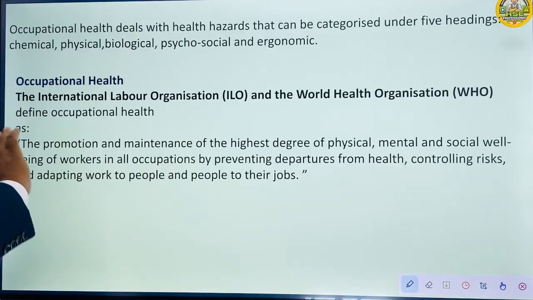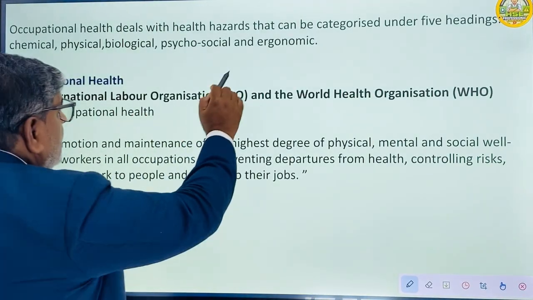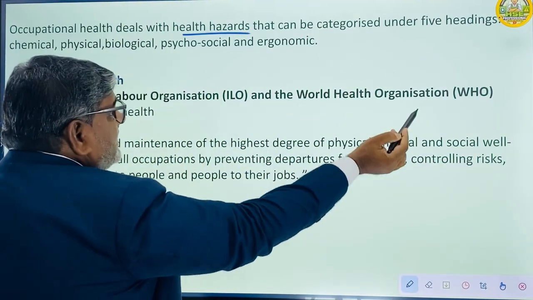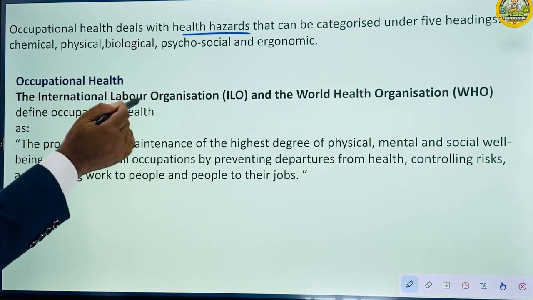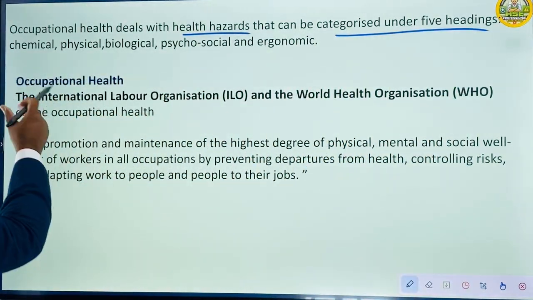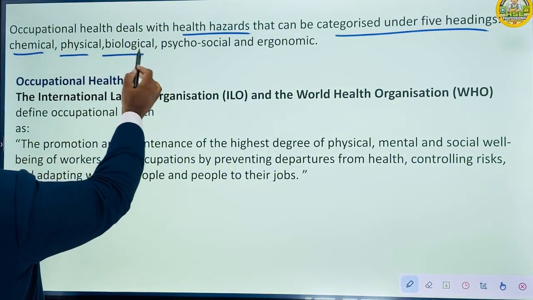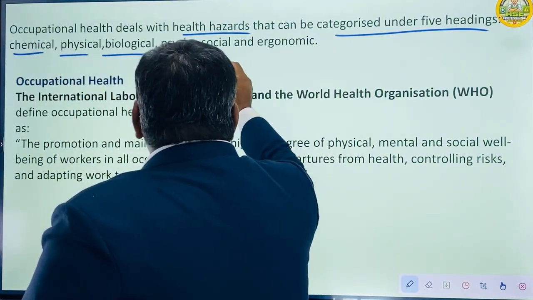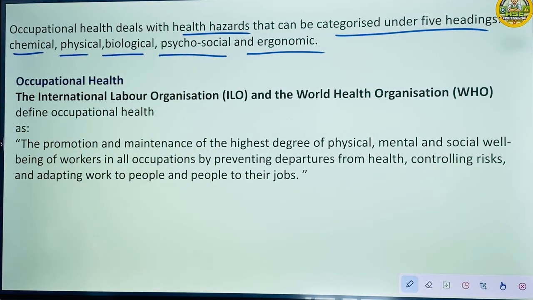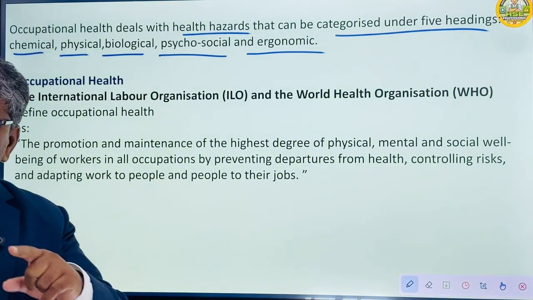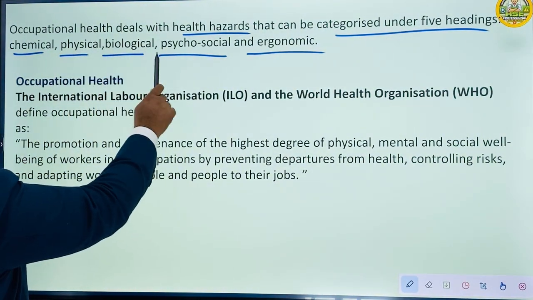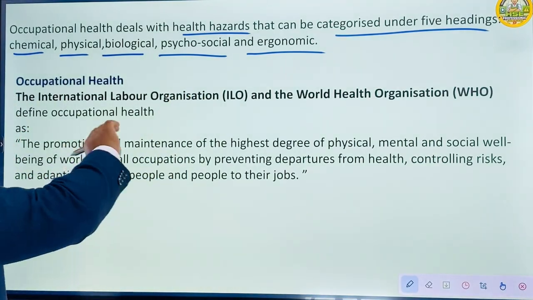In the first slide we came to know that occupational health deals with health hazards, which we already discussed. How many types have been categorized here? At least, as per standard, there are 5: chemical, physical, biological, psychosocial, and ergonomics. These are the health hazards of occupational health and safety. Remember: chemical, physical, biological, psychosocial, and ergonomics. So these are the 5 points.